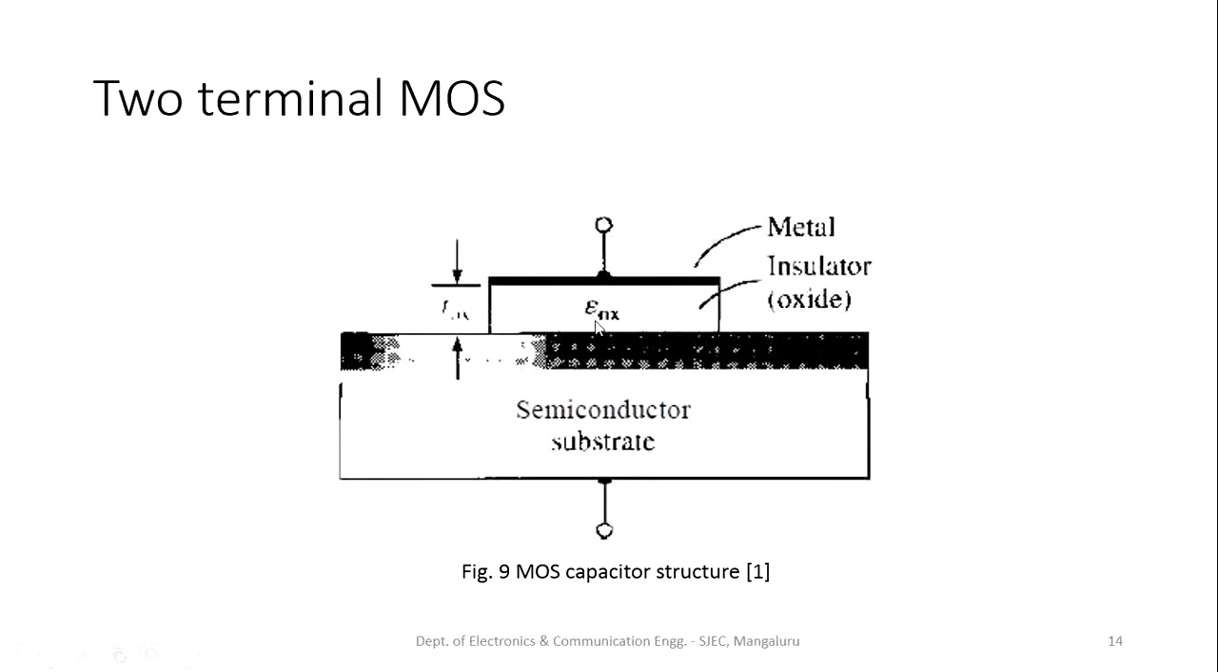Epsilon OX is the permittivity of the oxide, and TOX over here is the thickness of the oxide. Aluminum metal is being used to put over this insulator oxide. In some cases, high conductivity polycrystalline silicon is being used.